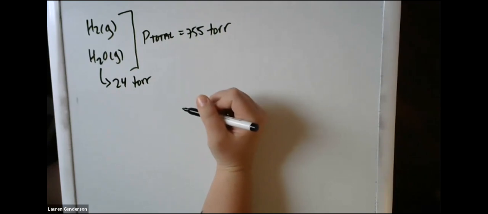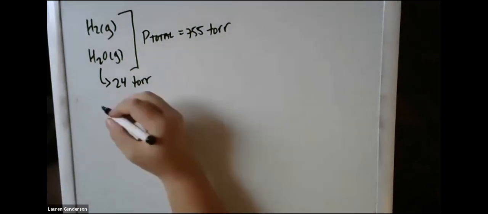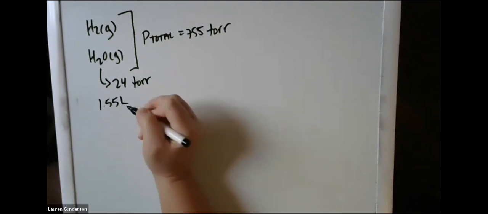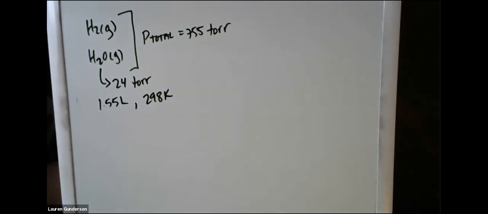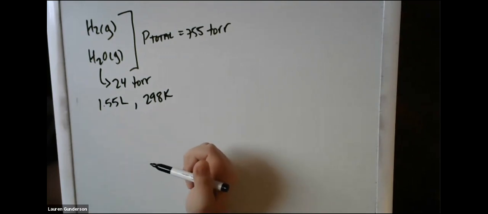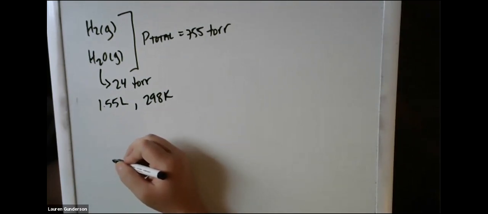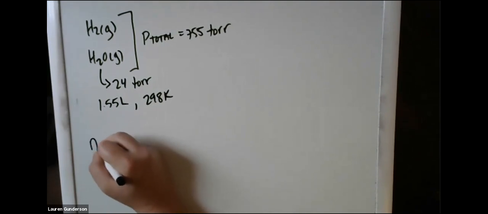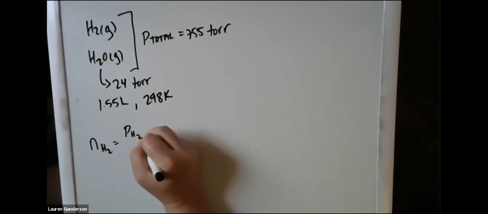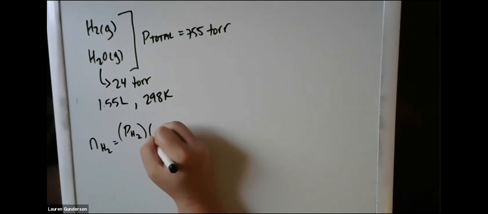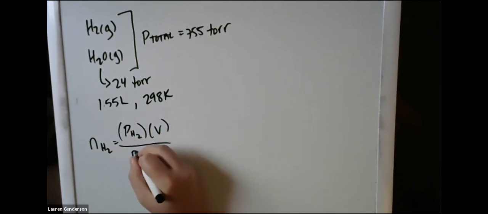What amount of moles of hydrogen gas is contained in 1.55 liters of this mixture at 298 Kelvin? Okay, so now we want to know specifically about the moles of hydrogen gas here. That means that we want the partial pressure of hydrogen for our ideal gas law equation. Okay, because we're going to set it up as moles of hydrogen gas equals the pressure of hydrogen gas times the volume divided by RT.